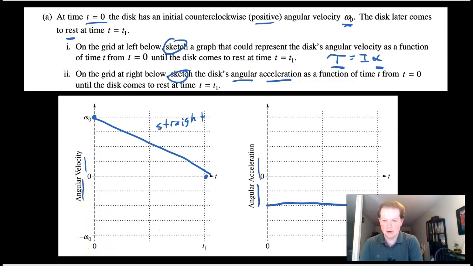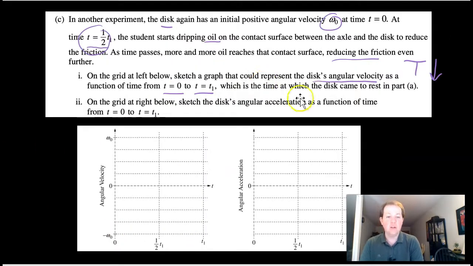Oh yeah, 0 to t1, which is the time for the disk to come to rest in part A. Okay, nice. So I'm making another velocity graph. This seems really similar, except that I start dripping oil. Now, am I dripping oil from the beginning? At time t equals half t, the student starts dripping oil. Okay, this is important. I'm not dripping that oil until half t.